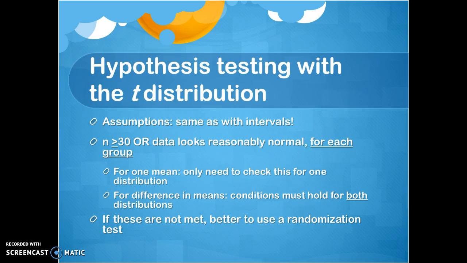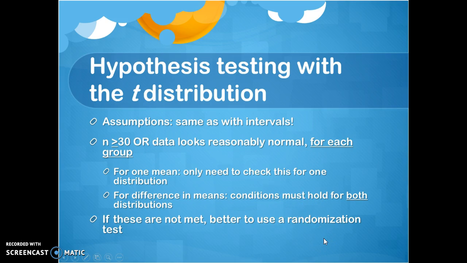Okay, that was confidence intervals. There really isn't much more to say for hypothesis testing. It's the same thing. We're using a t distribution, but now we're using slightly different information from it. Again, it's the same as with intervals. When we're testing something, we've got to have a sample size greater than 30 for any sample we're working with, or they must look reasonably normally distributed from the sample. That's pretty straightforward. And if they don't hold up, then we use a randomization test.